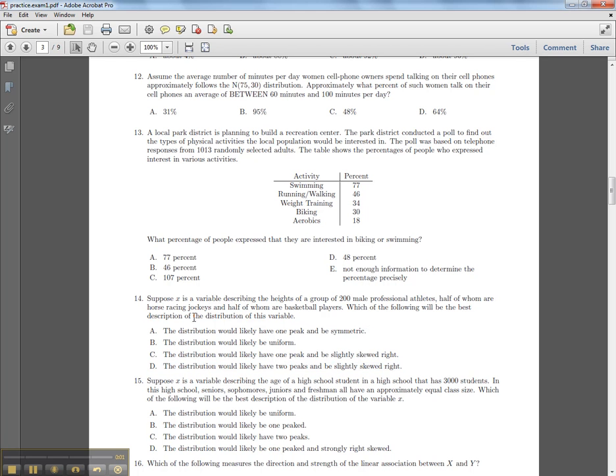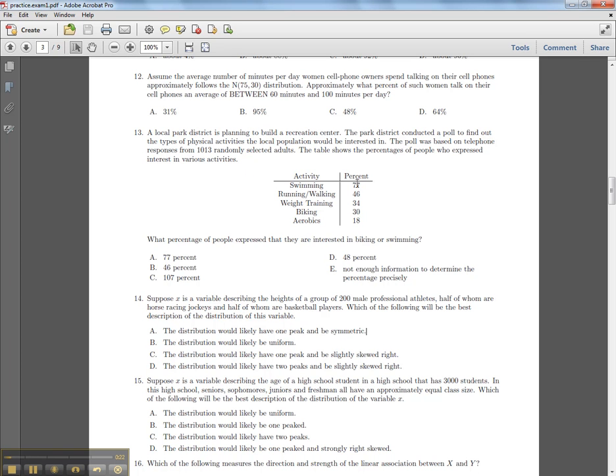Let's do number 14 and 13. Let's start with 13. A local park district is planning to build a recreation center. The park district conducted a poll to find out the types of physical activities the local population would be interested in. The poll was based on telephone responses from 1,013 randomly selected adults. The table shows the percentage of people who expressed interest in various activities.